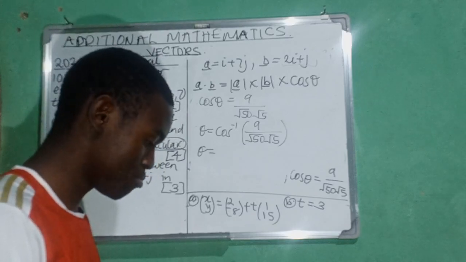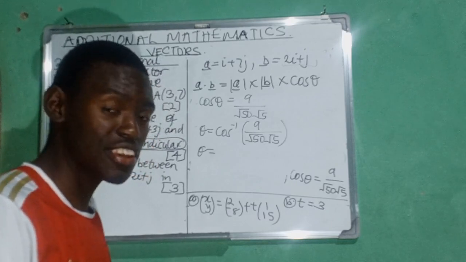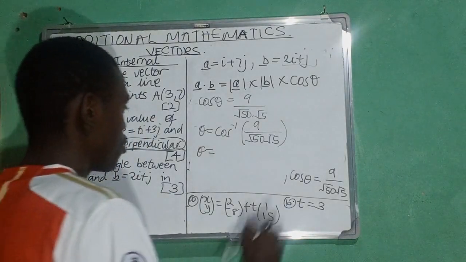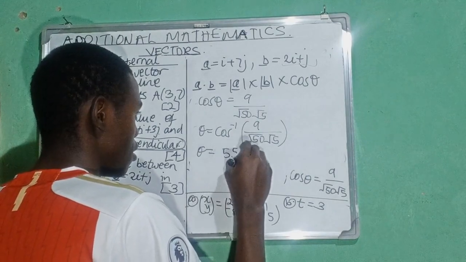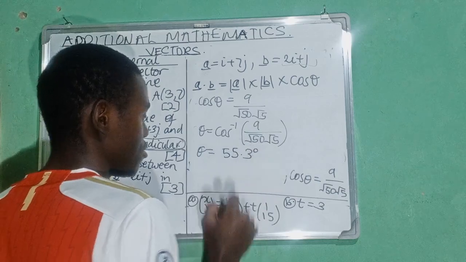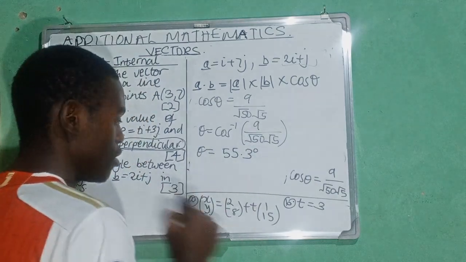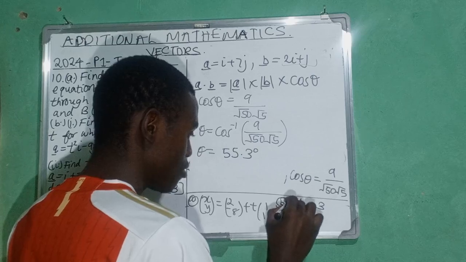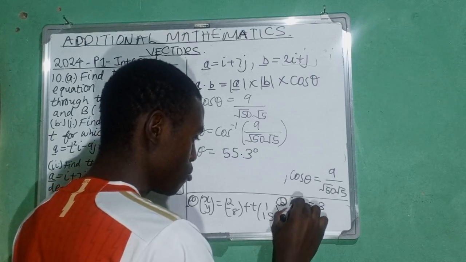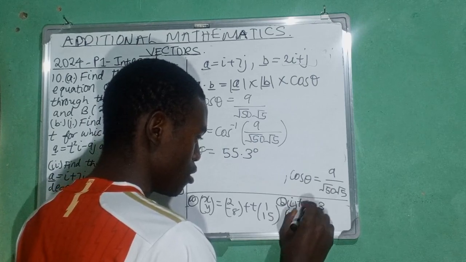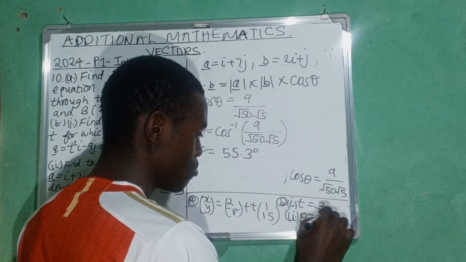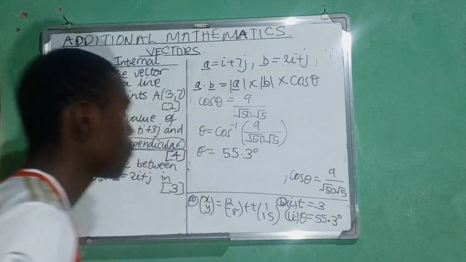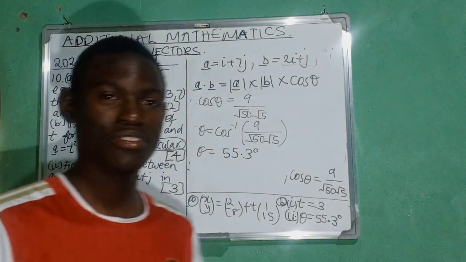Then this would be equal to 55.3 degrees. That's your final answer, 55.3 degrees. So that would be your theta. That is your theta, and that is your answer for B2. So theta is equal to 55.3 degrees.